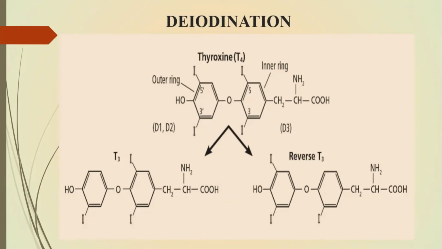Deiodination is basically the removal of iodine from a compound such as a thyroid hormone. The deiodinases, expressed in peripheral tissues, remove iodine from thyroid hormones, converting T4 to T3, an important action in increasing hormone potency, and removing iodine to inactivate the hormones completely.